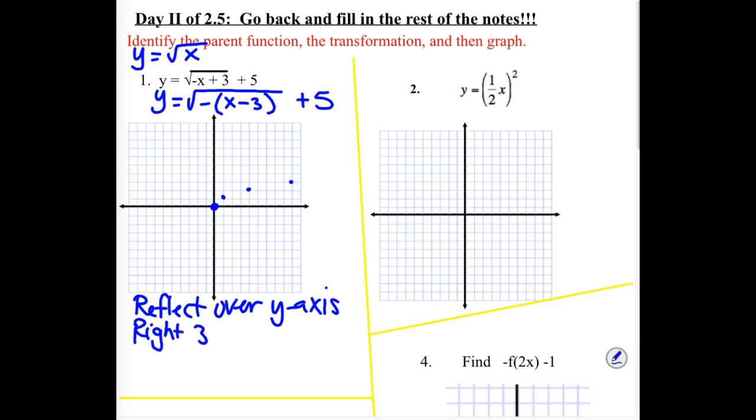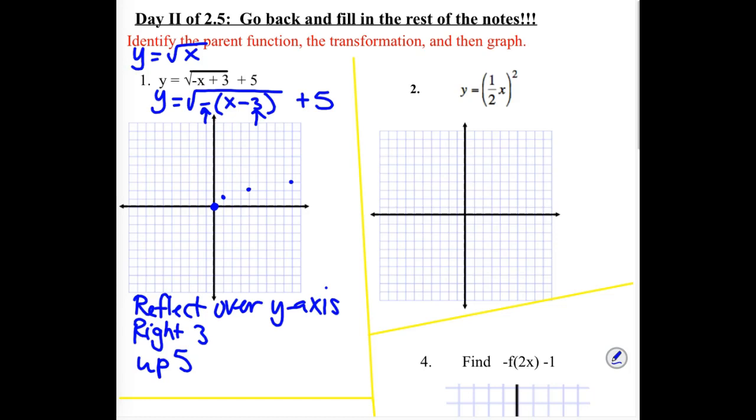And last, up 5. And I have to go in that order, because when I do reflections over the y-axis and I move left and right, if I do them in the wrong order, I'm going to land in the wrong spot. Okay? So that's why we factored that negative out, so we could correctly identify the reflection and the move to the right.